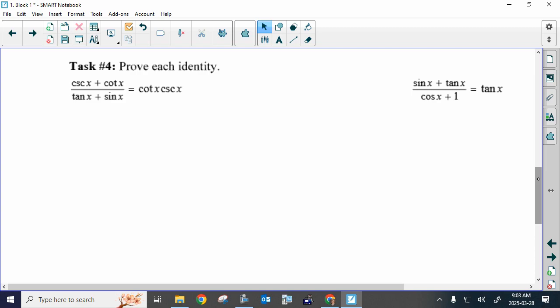Now remember, this line is a grouping symbol. So when you approach this question, you're going to have to get a single fraction on the top and a single fraction on the bottom before you can multiply by the reciprocal.